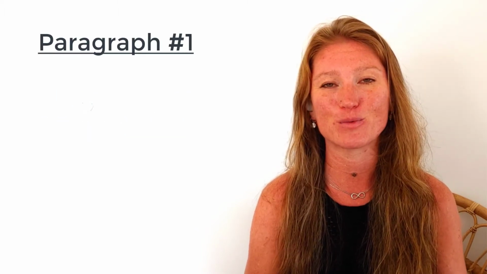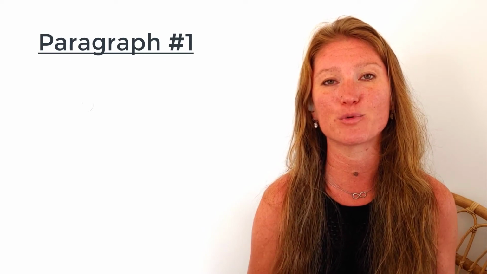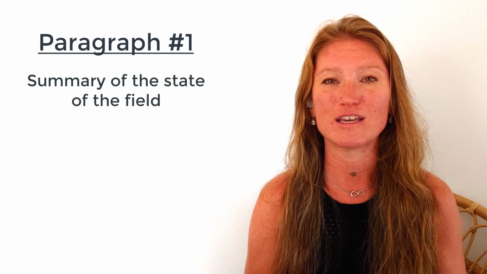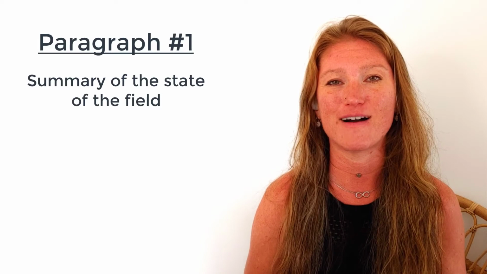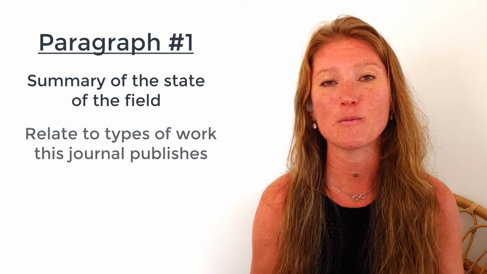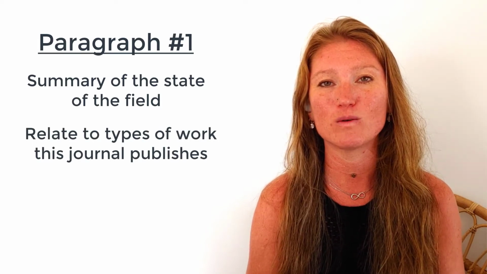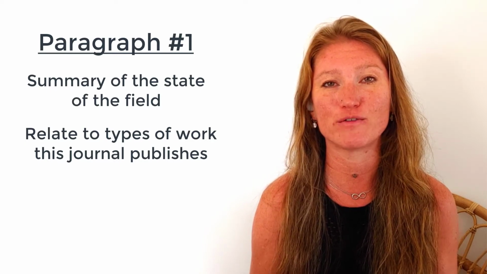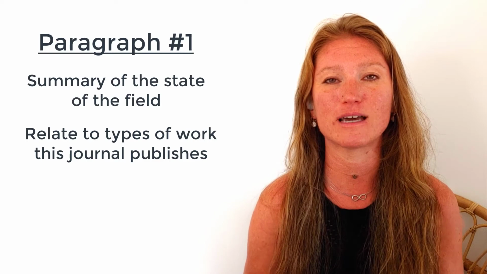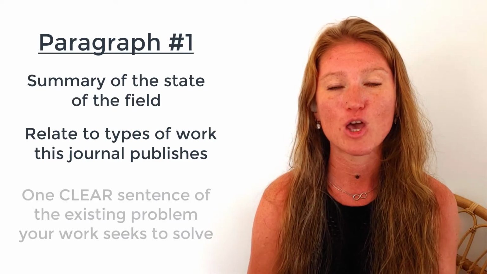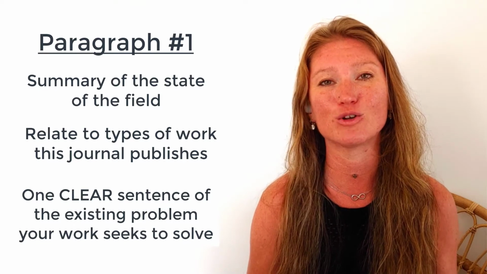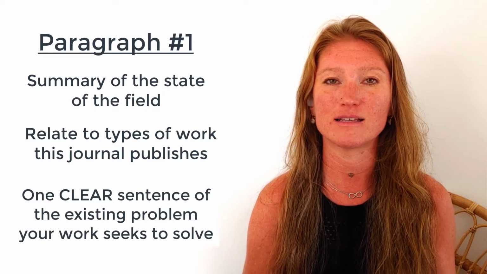The first paragraph that we're going to include here is going to be a brief description of the field as it stands, written in a way that relates to the journal. So what I mean here, and we're going to talk a bit more about finding out how to relate to the journal shortly, is that we want to set up the field such that it would be interesting to the readership of the journal, that it would relate to the types of work that this journal publishes.